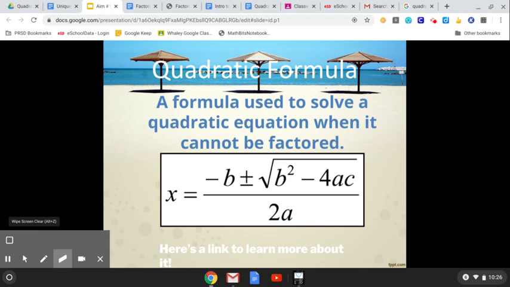Now, before we do that, I just want to show you the last one we did that we factored. I want to show that one using the quadratic formula, just so you see we get the same answers. Remember, the two answers we got were x is negative 6 and x is 2.